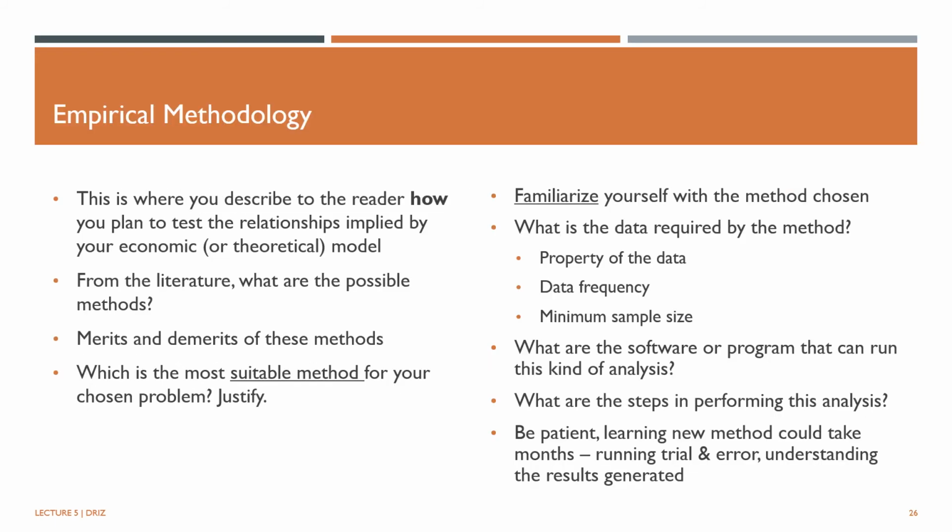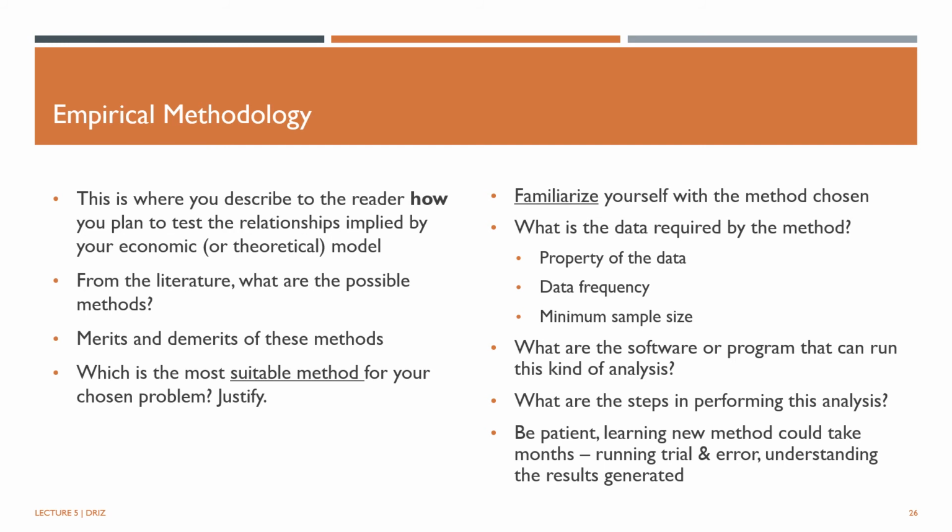The second component of the research methodology chapter is empirical methodology. This is where you describe to the reader how you plan to test the relationships implied by your economic or theoretical model. So from the literature, you can identify what are the possible methods. In choosing, you need to see and compare the merits and demerits of all of those methods. Only then will you be able to choose which method is the most appropriate to be adopted for your research problem.